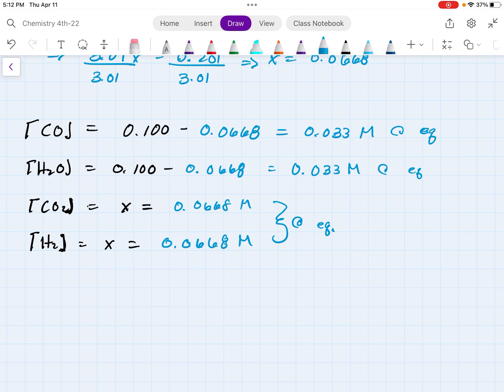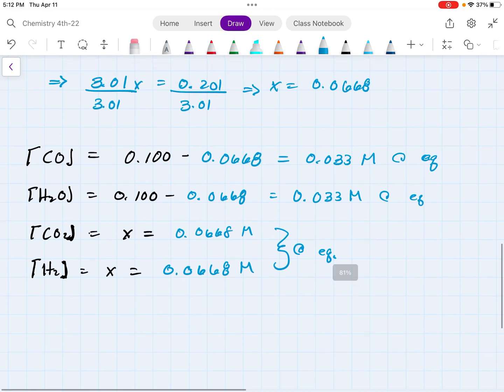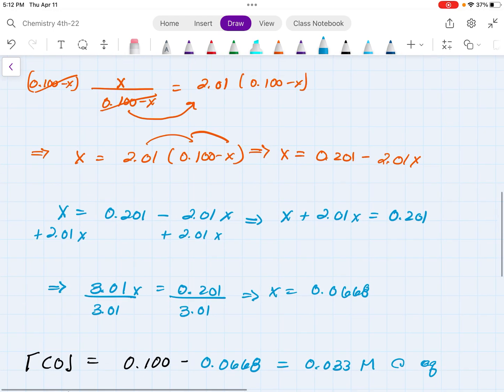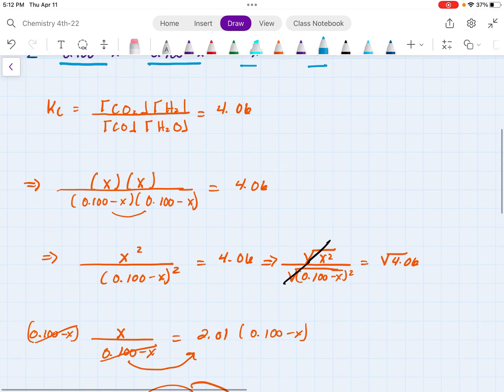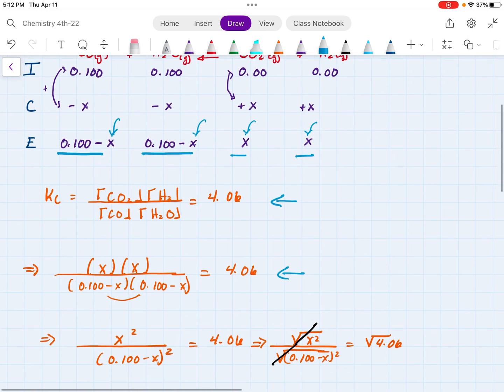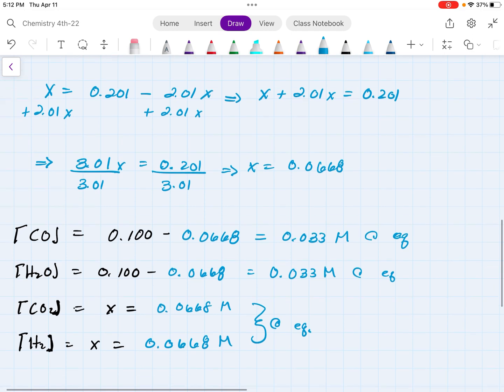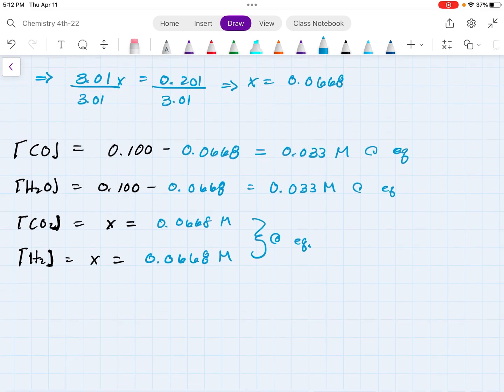So these are your answers. This is a little bit more algebra, but using the same methods of setting up our mass action equation, replacing our ICE values, and then just doing the algebra to solve for X, you should be able to determine the molar concentrations of the products and the reactants at equilibrium.